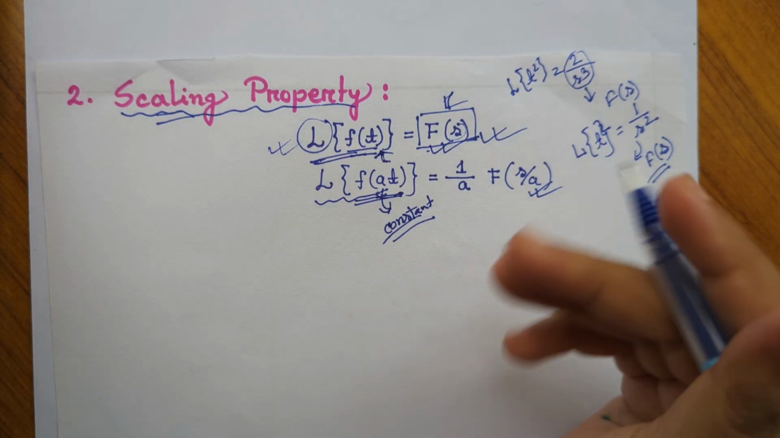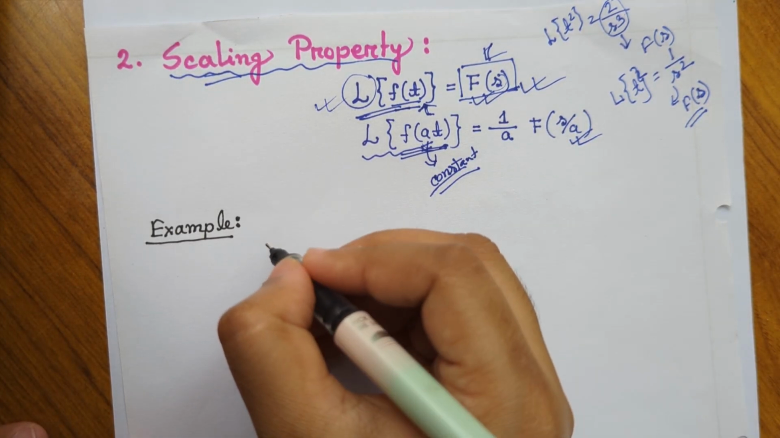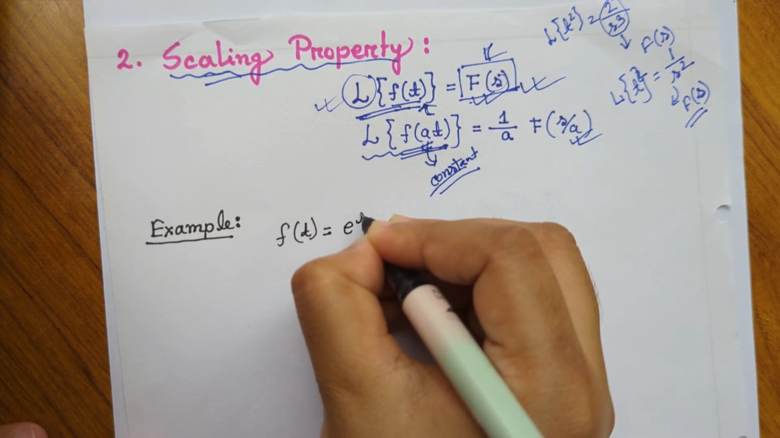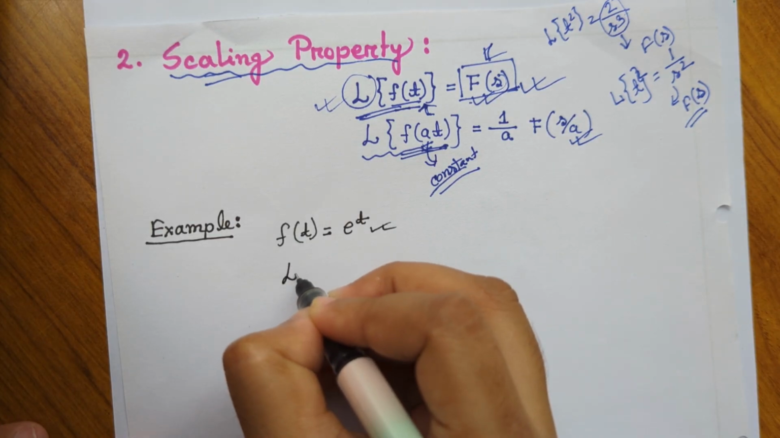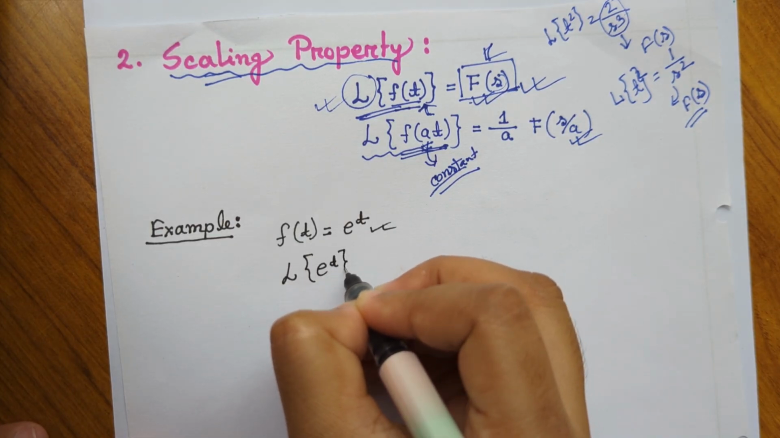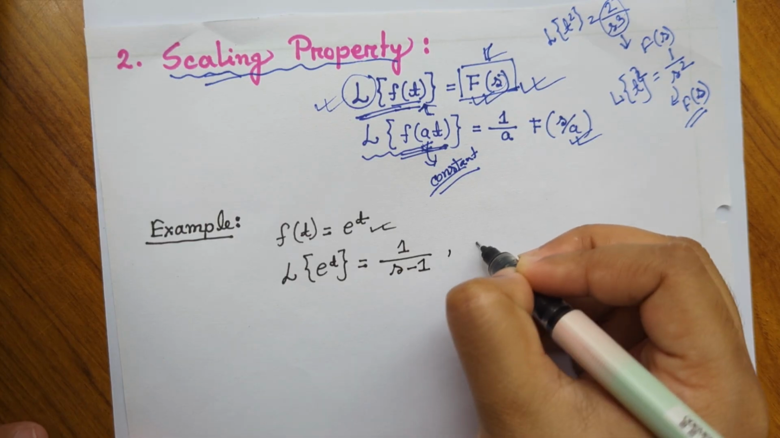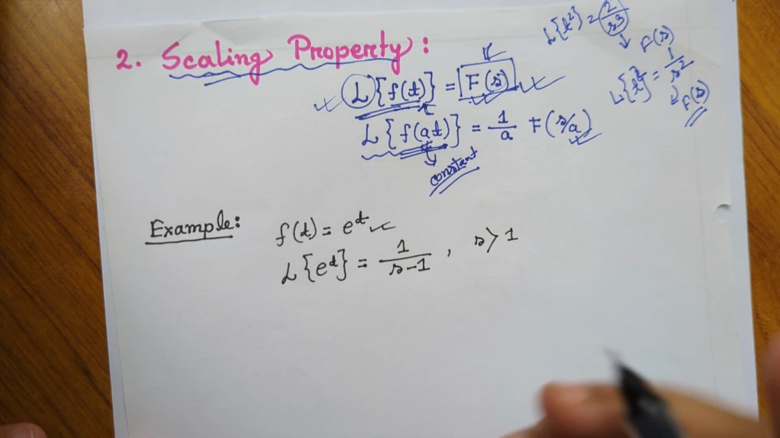Let's see an example to understand it more clearly. Suppose f of t is e to the power t, which is an exponential function, and we know the Laplace transform of e to the power t equals 1 divided by s minus 1, where s is greater than 1, because if s is less than 1 then it will be infinity.